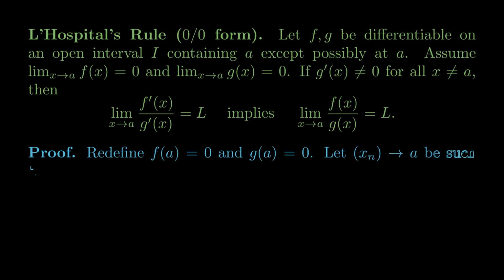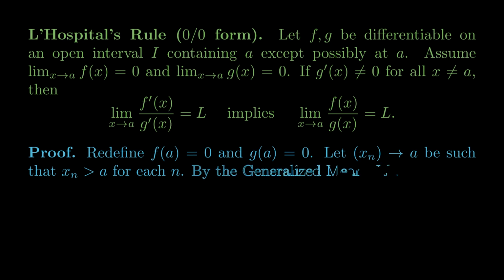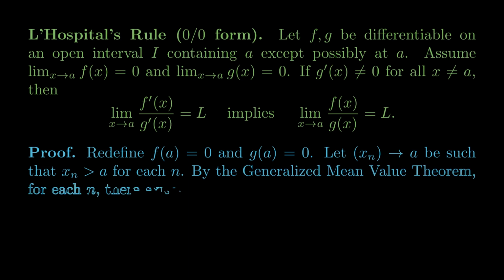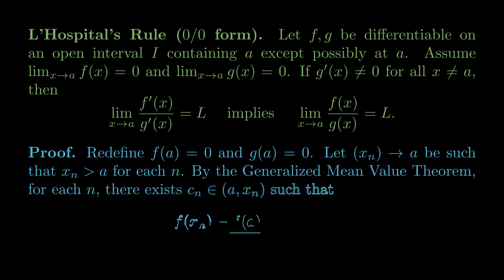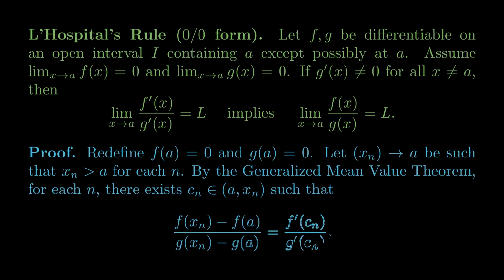Let xn be a sequence convergent to a such that xn is greater than a for each n. We can apply the generalized mean value theorem to f and g on the interval a to xn. For each n, there exists some cn in the open interval a to xn, such that (f of xn minus f of a) over (g of xn minus g of a) equals f prime of cn over g prime of cn.